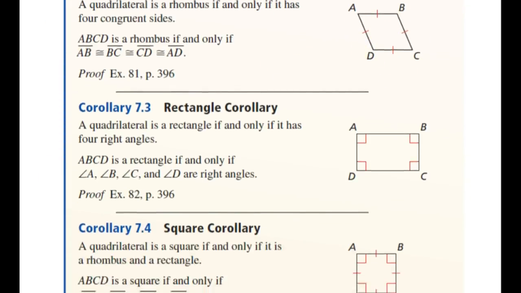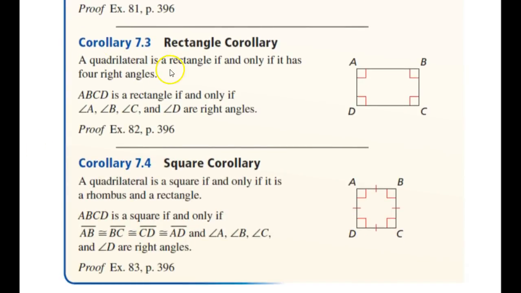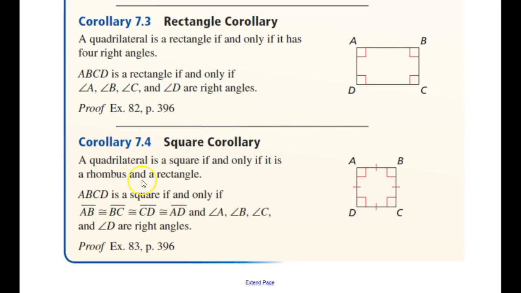So then 7.3 is a rectangle corollary. A quadrilateral is a rectangle if and only if it has four right angles. Well, we already knew that about rectangles. And so then our fourth one for 7.4 is our square corollary. A quadrilateral is a square if and only if it is a rhombus and a rectangle, meaning all of its sides are the same and all of its angles are 90 degrees. So we can just keep those in mind as we go along.